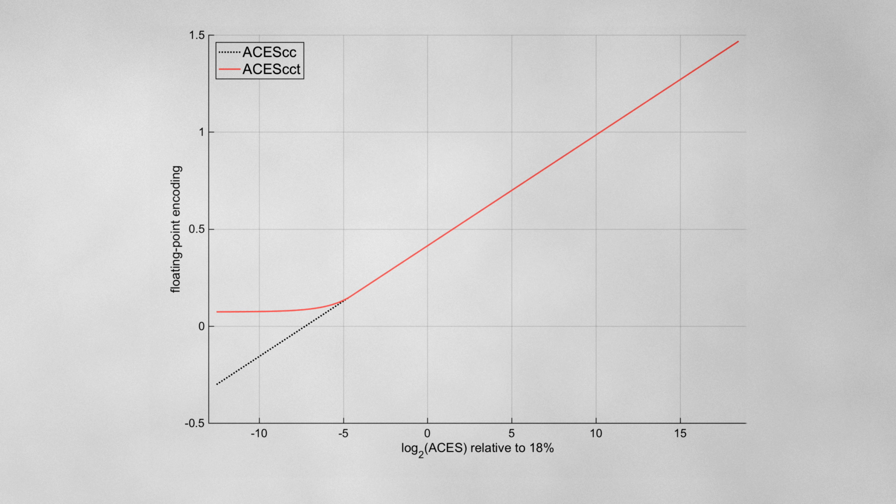ACES CC uses a straight curve all the way down, but ACES CCT adds a gentle toe or a slight lift in the very darkest part of the picture. So when you push your shadows around, they feel a little bit softer and more natural, kind of closer to how traditional log footage grades. That's why plenty of colorists pick ACES CCT of the two.